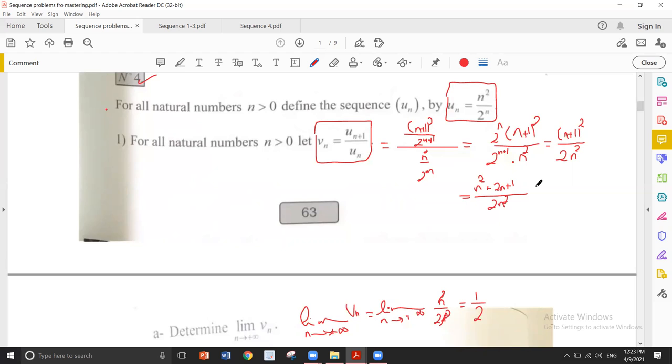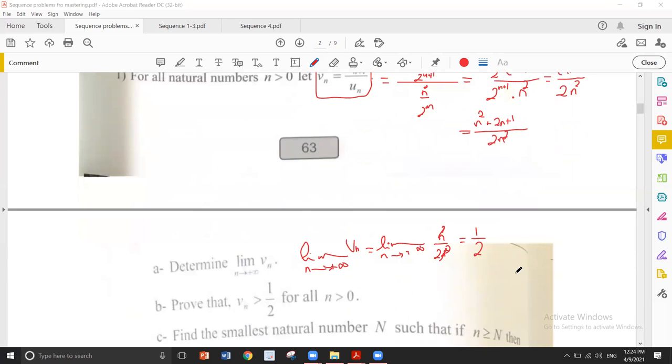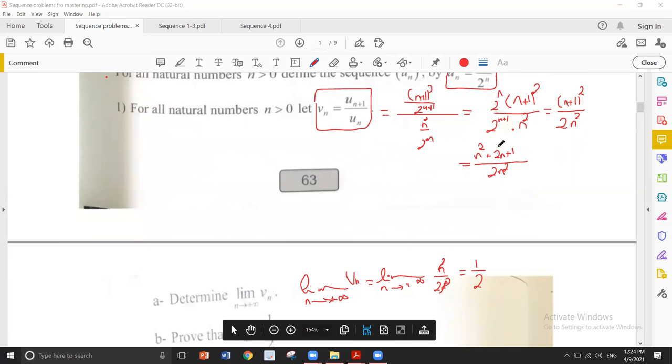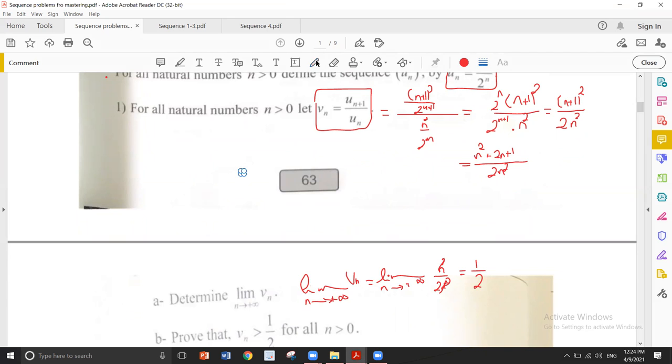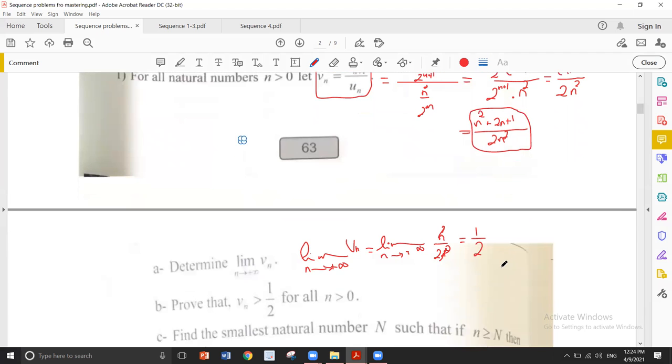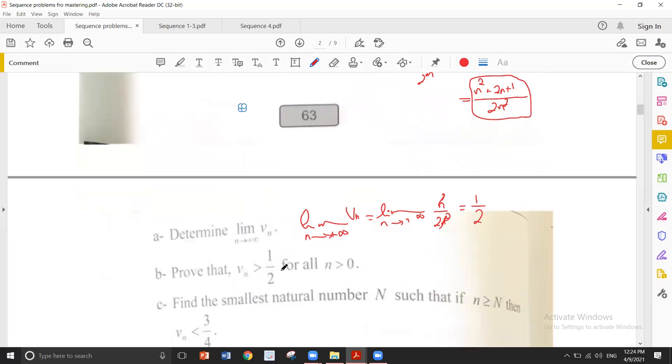Are you writing, Thomas? Then I will write this later. Then they asked us to find the limit of vn as n tends to plus infinity. We have two forms of vn. Which one is easier to calculate the limit? The given form or that form? We take the one in terms of n, highest power over highest power, n squared over 2n squared, we get half. Now prove that vn is greater than half.